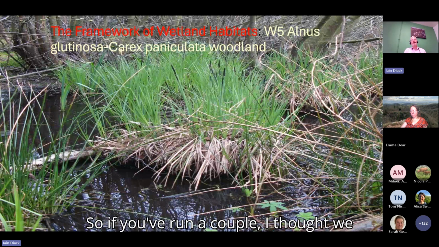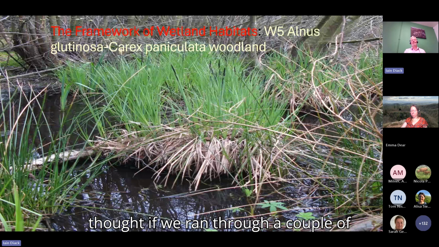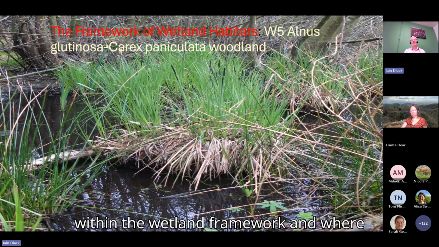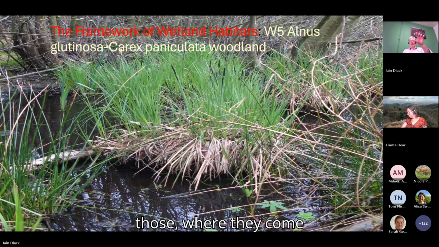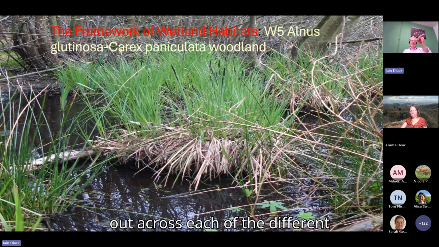So, Dan talked to us about NVC wet woodlands last week. So I thought if we ran through a couple of those and just see how they sit within the wetland framework and where they come out across each of the different attributes. So the first one we're going to do is W5, alder greater tussock sedge woodland.